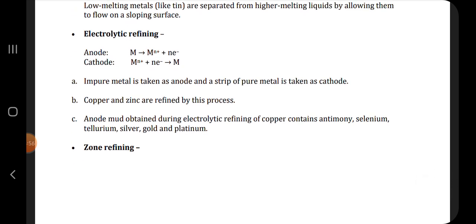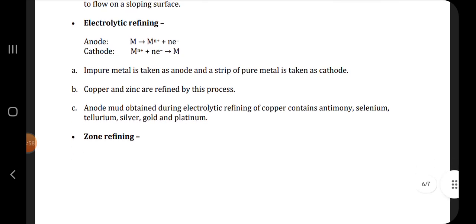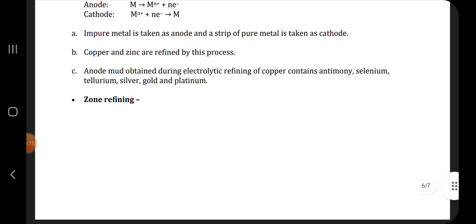Electrolytic refining: impure metal is taken as the anode and a strip of pure metal is taken as the cathode. Copper and zinc are refined by this process. Anode mud obtained during electrolytic refining of copper contains antimony, selenium, tellurium, silver, gold and platinum.